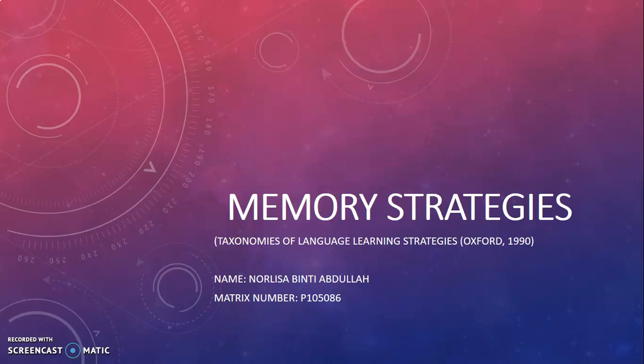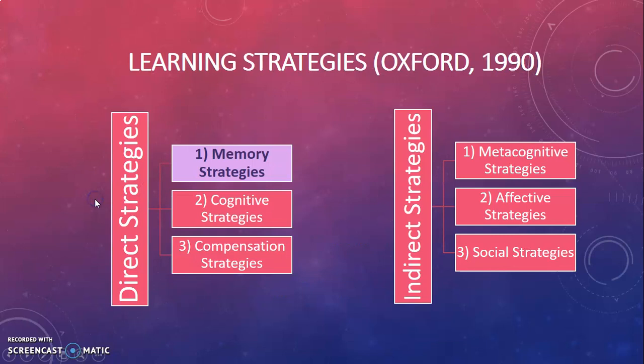My name is Ralisa binti Abdullah, and today I will present on memory strategies. First of all, according to Oxford 1990, learning strategies are divided into two. The first one is direct strategies, which include the memory strategies, cognitive strategies, and compensation strategies. The second one is the indirect strategies, which include the metacognitive strategies, affective strategies, and social strategies. So today, my focus will be on memory strategies.